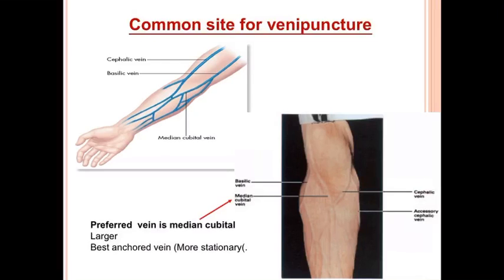Now what is the common site for the venipuncture? Commonly we use the veins of the arm. The cephalic vein, basilic vein and median cubital vein are shown in the figure. But mostly we prefer the median cubital vein because it is larger, easily visible, and the best vein, and it is more stationary. So we commonly do the blood collection from the median cubital vein.